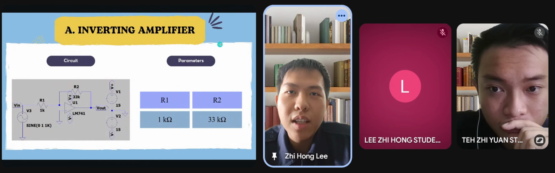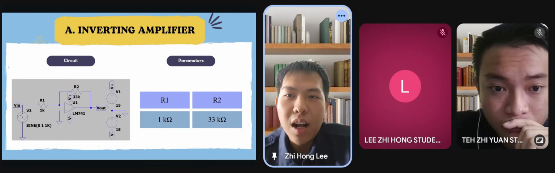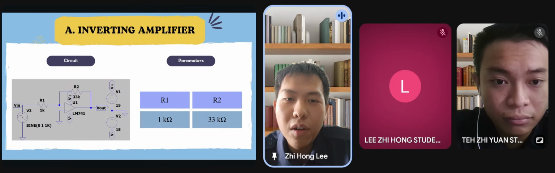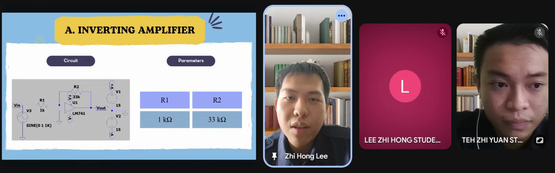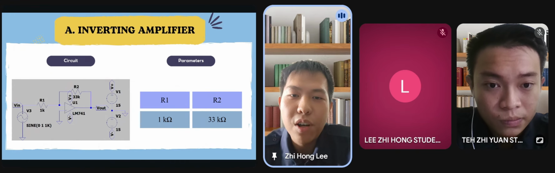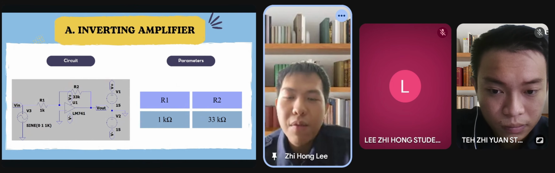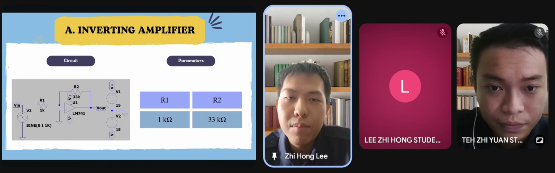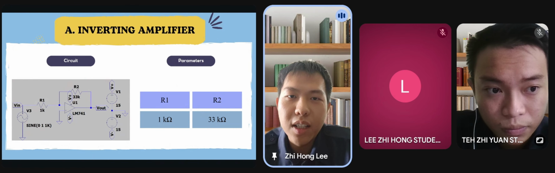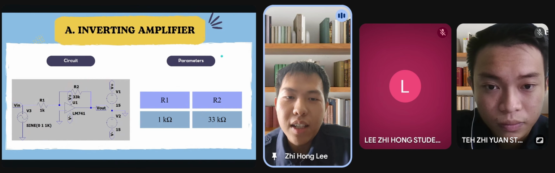Now the first one, the inverting amplifier. Our calculation for R2 over R1 gives a gain of negative 33. However, the simulation shows the output clipping at approximately plus or minus 14.7 volts. This will be shown in the results and analysis.